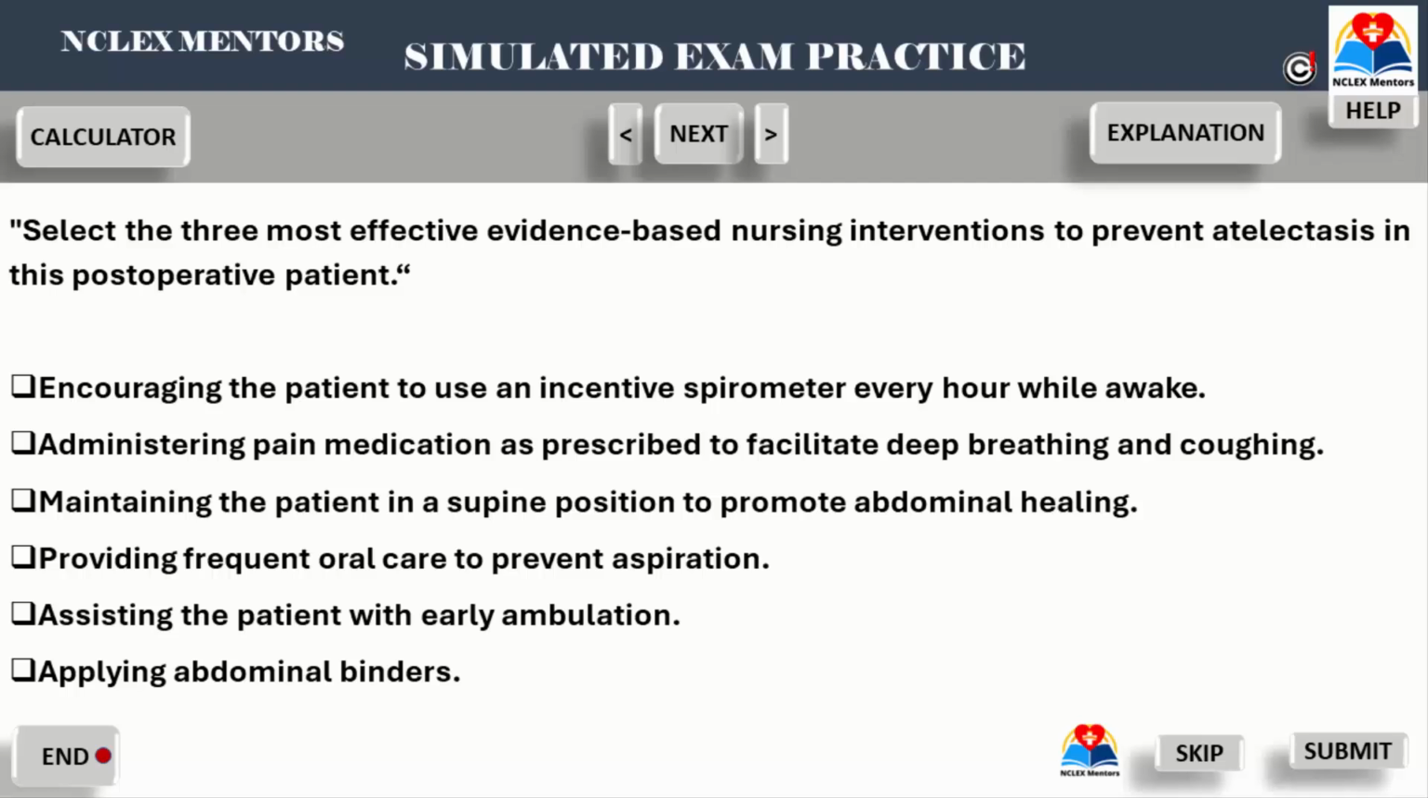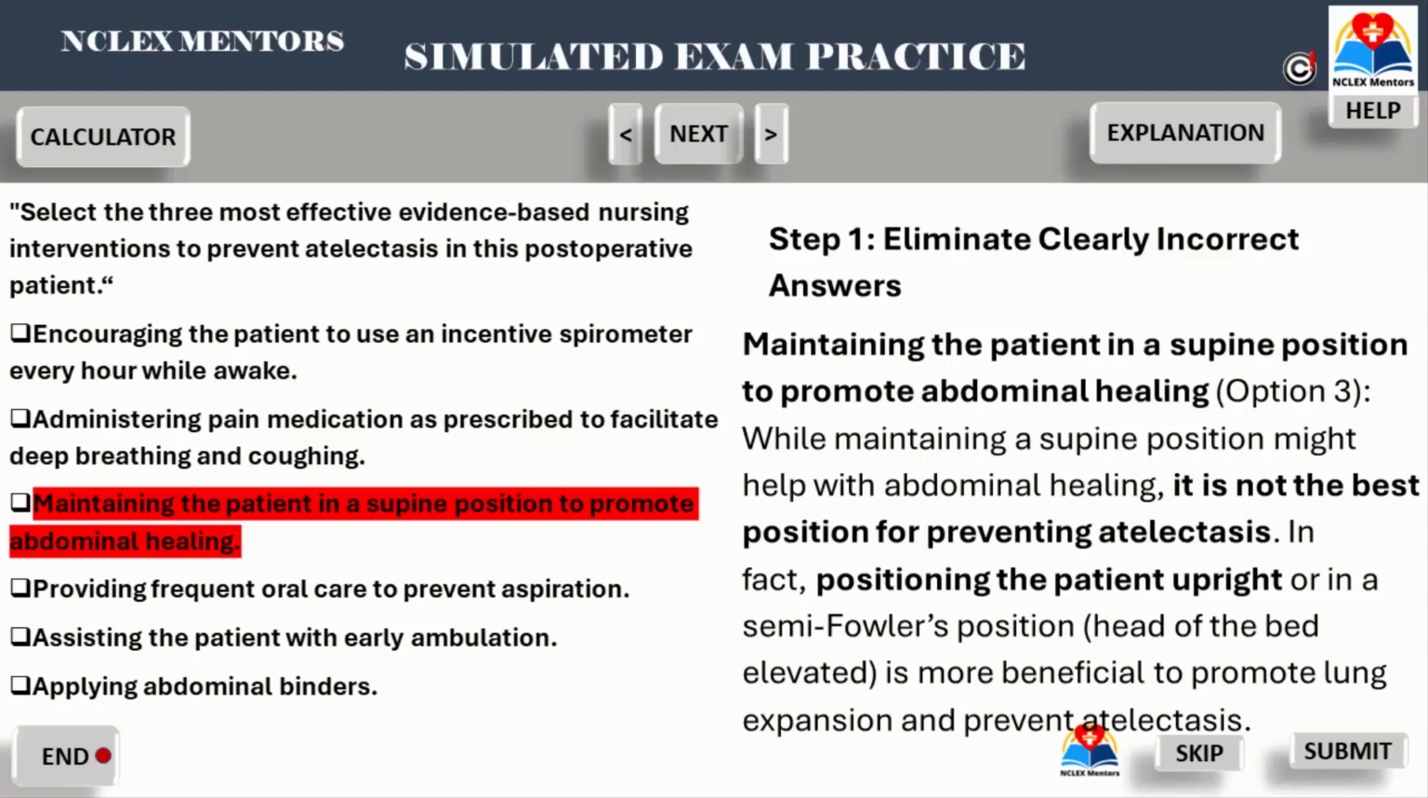Options. 1. Encouraging the patient to use an incentive spirometer every hour while awake. 2. Administering pain medication as prescribed to facilitate deep breathing and coughing. 3. Maintaining the patient in a supine position to promote abdominal healing. 4. Providing frequent oral care to prevent aspiration. 5. Assisting the patient with early ambulation. 6. Applying abdominal binders.